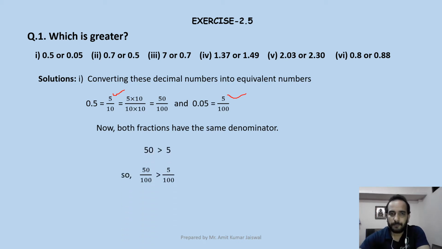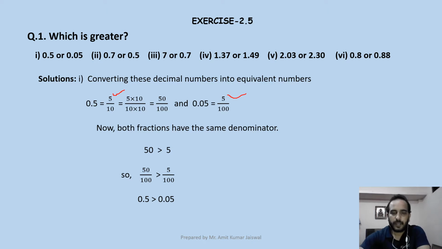Once you compare the numerators, now we see 50 is greater than 5. So having the same denominator, the fraction with the larger value of the numerator is the larger fraction. So here we have 50 upon 100 greater than 5 upon 100. So we can say that 0.5 is greater than 0.05.